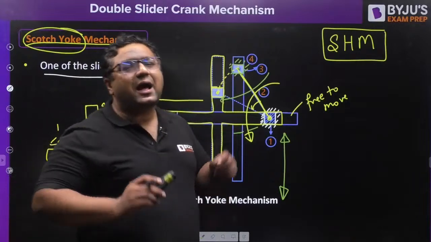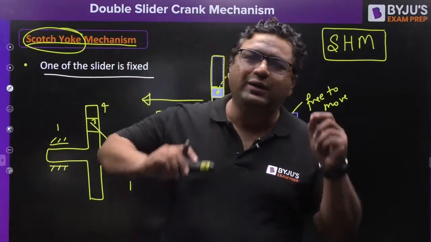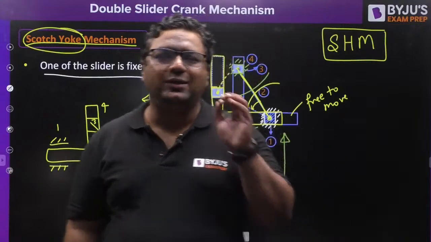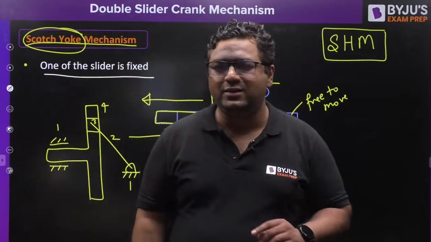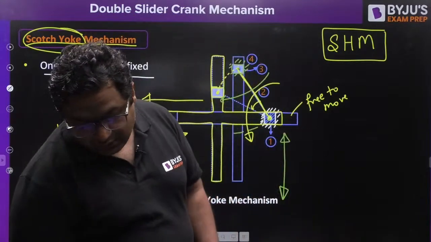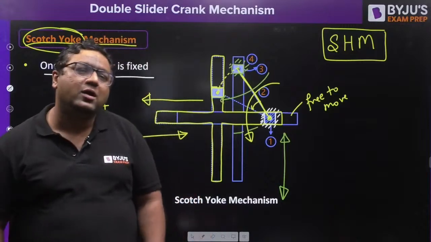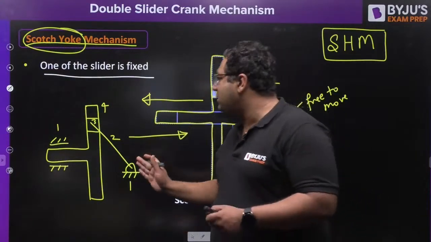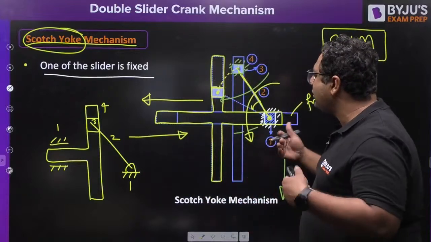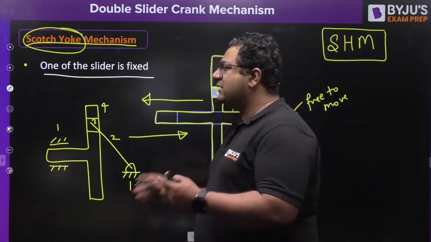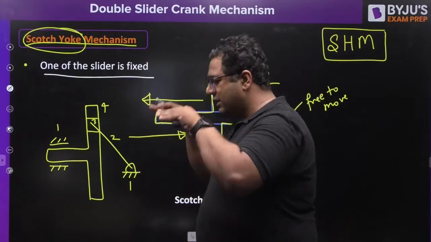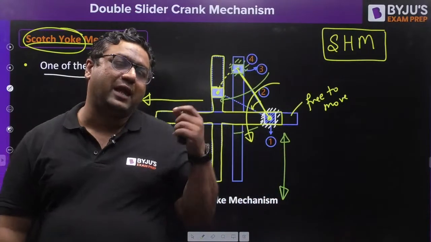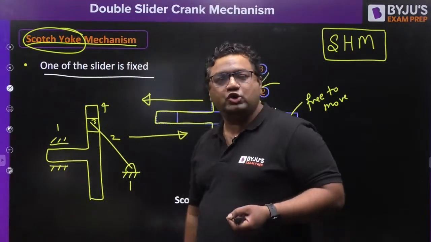So only the axis or the line of stroke of SHM is going to change. Nothing else is going to change. So only this change is going to happen when we are fixing another slider. It is simple. It is just a rotation by 90 degrees: previously we were having SHM like this, now we are having SHM like this. It is just a rotation of 90 degrees for the line of stroke, for the line of motion of the slider.